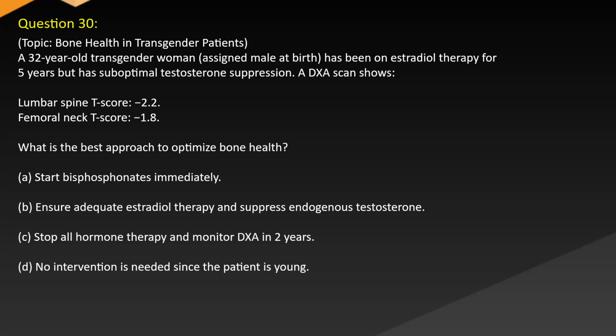A. Start bisphosphonates immediately. B. Ensure adequate estradiol therapy and suppress endogenous testosterone. C. Stop all hormone therapy and monitor DXA in 2 years. D. No intervention is needed since the patient is young.